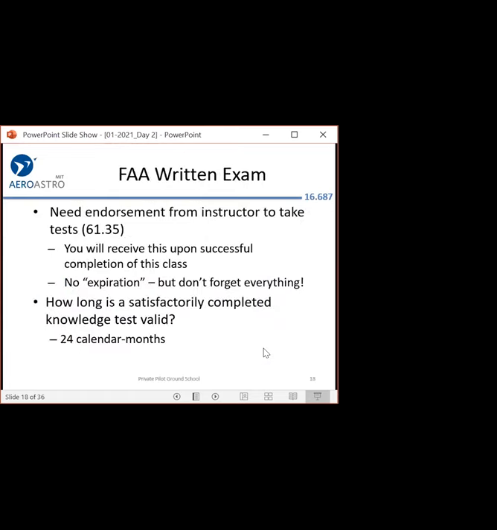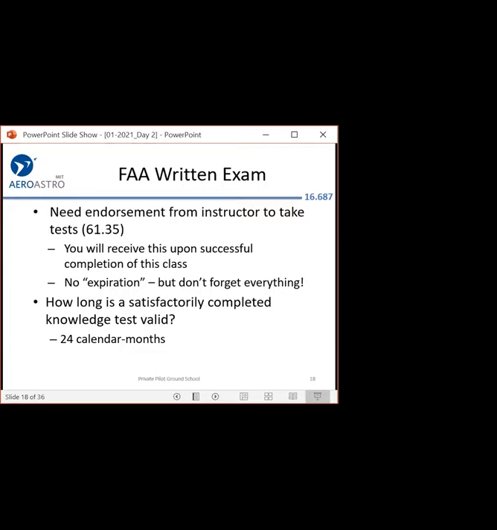We had a lot of questions about the written exam and the expiration, so let me answer some of those. If you look at part 61.35, it talks about the requirement to have an endorsement from an instructor before you take different tests. Specifically, before you take the FAA written exam, you need an endorsement, and that is what you will get in this class.